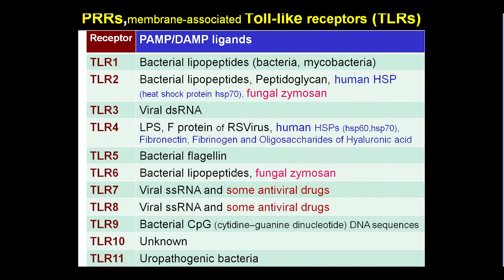Toll-like receptor 6, for example, except for bacterial lipoproteins, reacts to PAMPs in the form of fungal substances. Toll-like receptors 7 and 8 may recognize single-stranded RNAs of the virus origin.